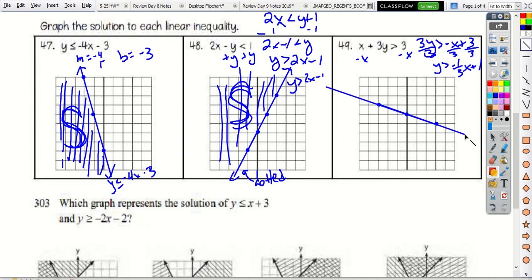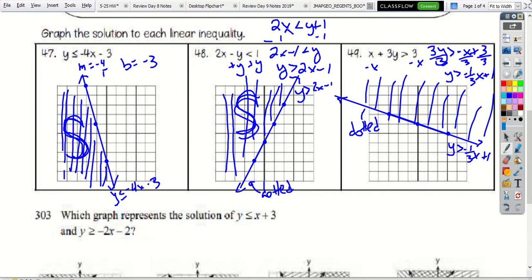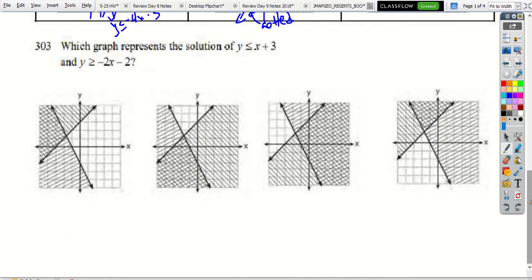All right, so y is greater than negative 1/3 x plus 1. And then greater than, we're going to shade up. And once again, I forgot this is supposed to be a dotted line, right? So dotted. Okay? Or if you're using a pencil, just go back and erase parts of the line there. All right, which graph represents the solutions?